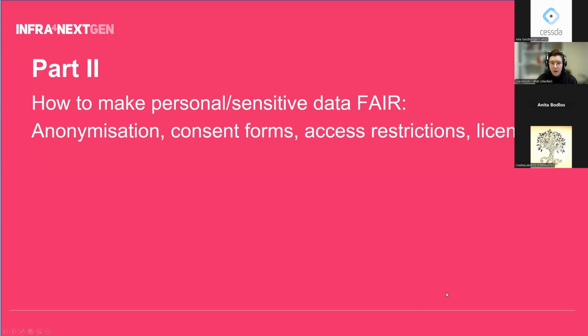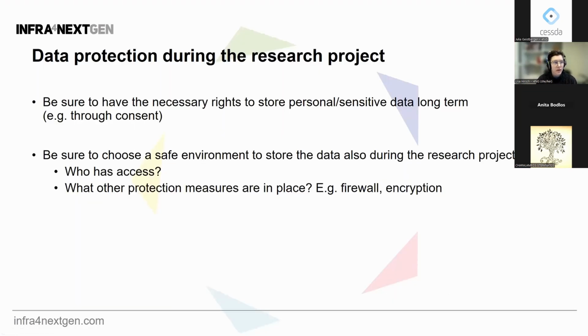So when we talk about data protection in a research project, we always think about the phase during the research project and after the research project. And these two tracks run parallel and have to be thought about in parallel. So during the research project, it is important that you have the necessary rights to store the personal or sensitive data also in a long-term way. That can be obtained through informed consent.